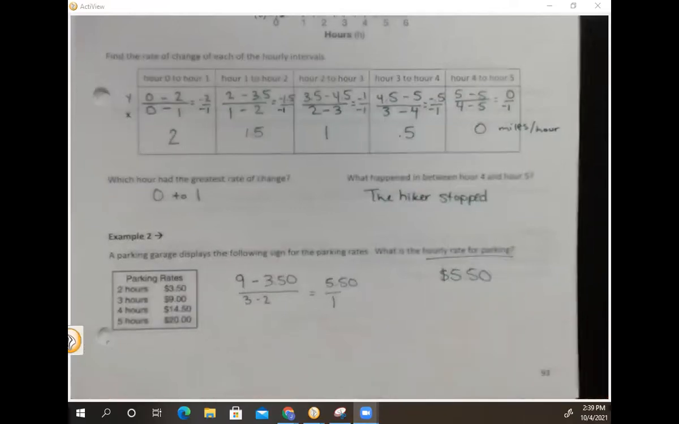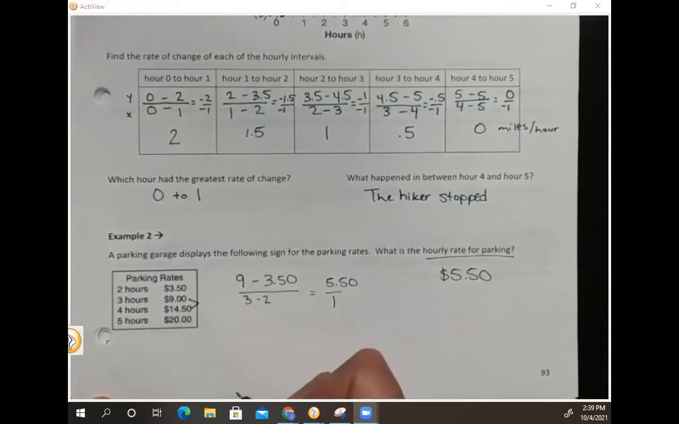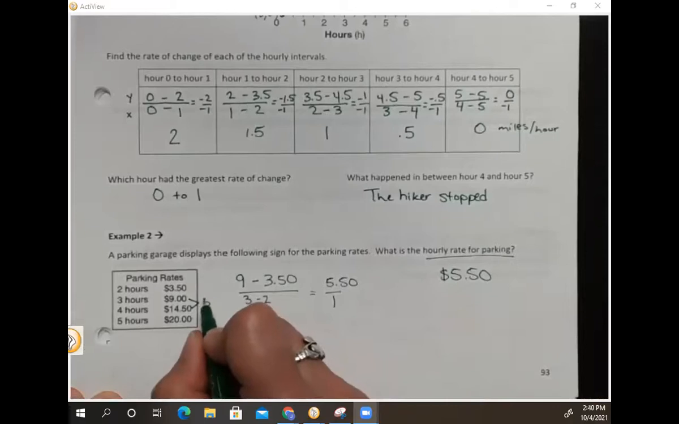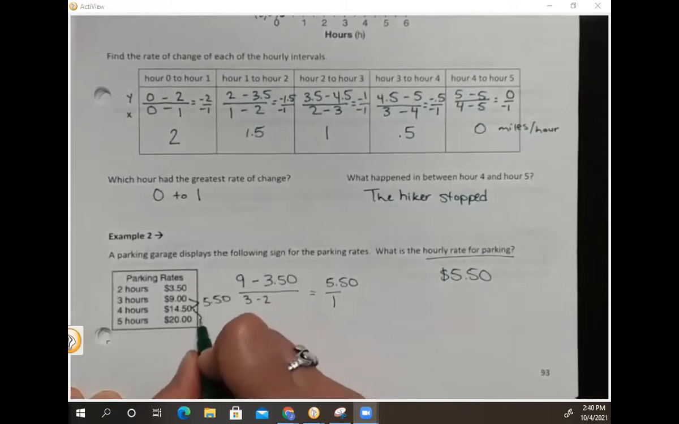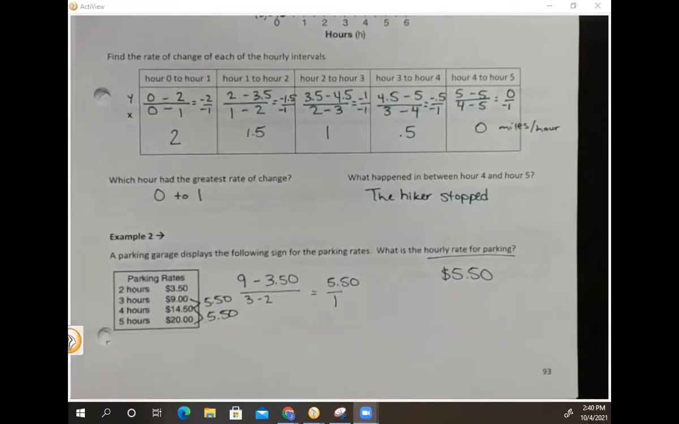Now we can double check this because this should be the same. If it's the hourly parking rate, it shouldn't matter if it's between 2 and 3 hours or 3 and 4 hours. What's the difference between these two prices? 5.50, yeah. And then what's the difference between these two prices? Another 5.50, right? So I can check. It doesn't matter which 2 I picked. That hourly parking rate should be the same. Questions for me so far?